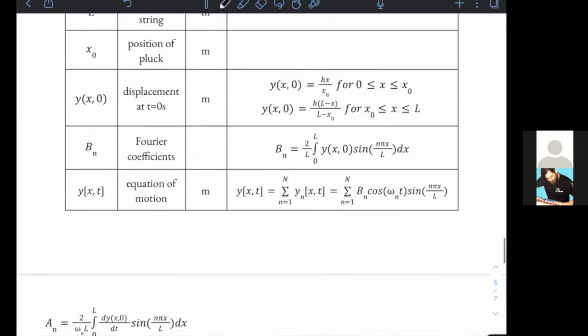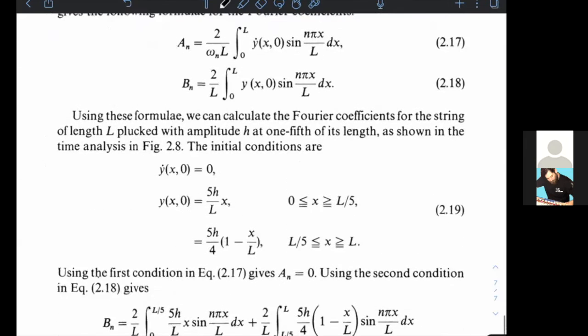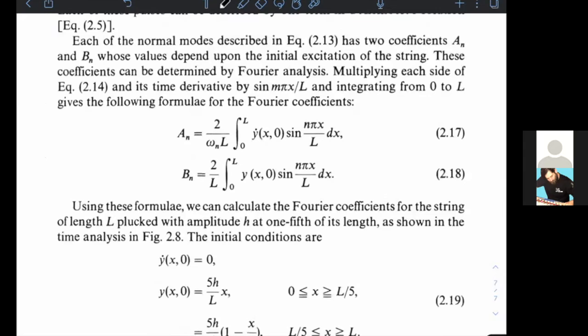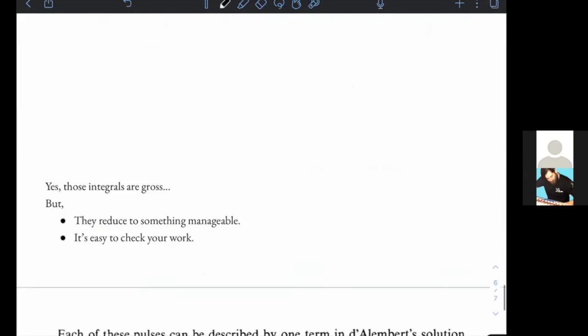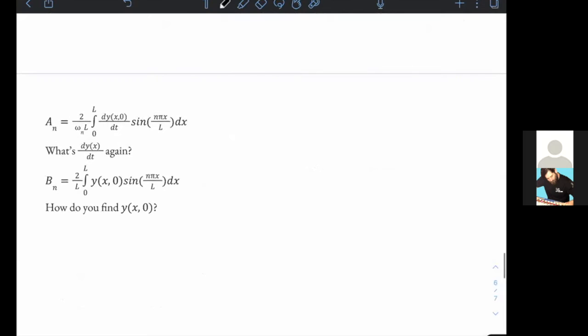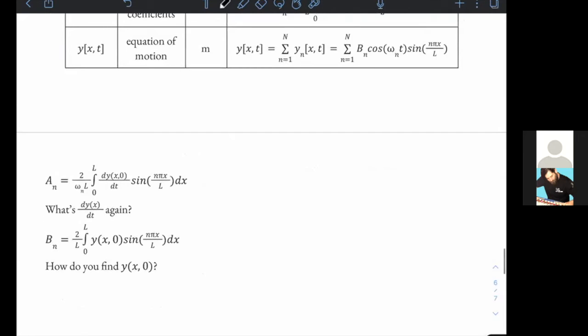So I reprinted that page in the book. There's your integral for A sub n and your integral for B sub n. And I also gave them to you right here. Before you can evaluate these integrals, you have to know what y of x comma 0 is. What does this string look like at time 0?